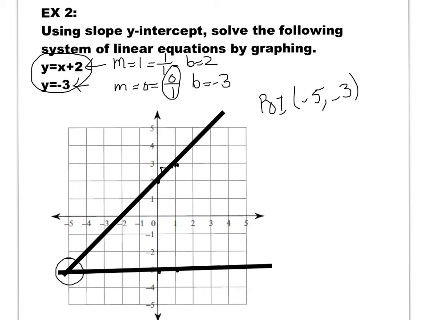First of all, on the first equation, when x is negative 5, negative 5 plus 2 is negative 3, which is correct. The second equation says y equals negative 3, which is the y coordinate of the point of intersection. So the point of intersection satisfies the 2 equations.